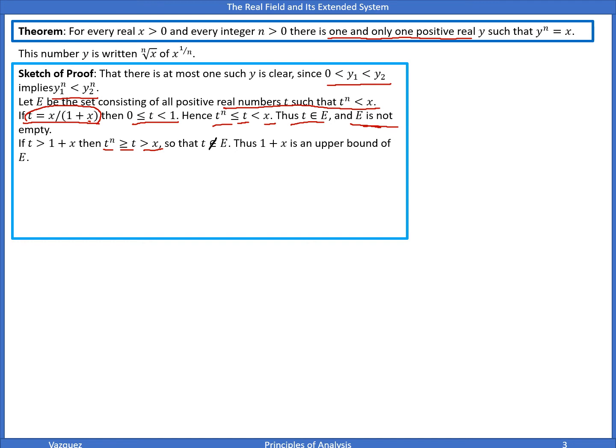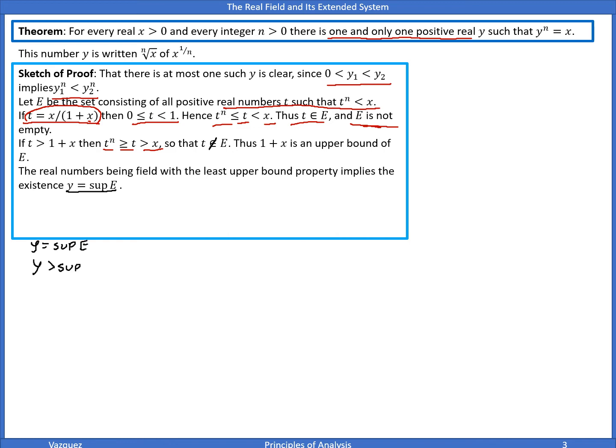But why do we do this? Well, because we can guarantee now that because the real numbers are filled with the least upper bound property, we get the implication, or I guess it implies this existence, right? It implies the existence that y exists, and it's the supremum of E. Well, y can definitely be the supremum of E. y can be greater than the supremum of E, and y can be less than the supremum of E.